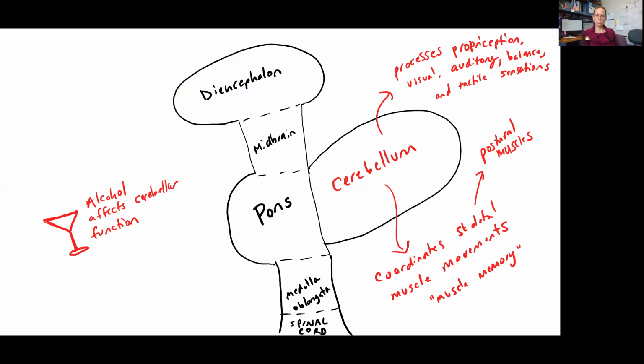Alcohol does affect your cerebellar function, so this is one reason why balance can be extremely compromised, as well as other muscular coordination while inebriated.